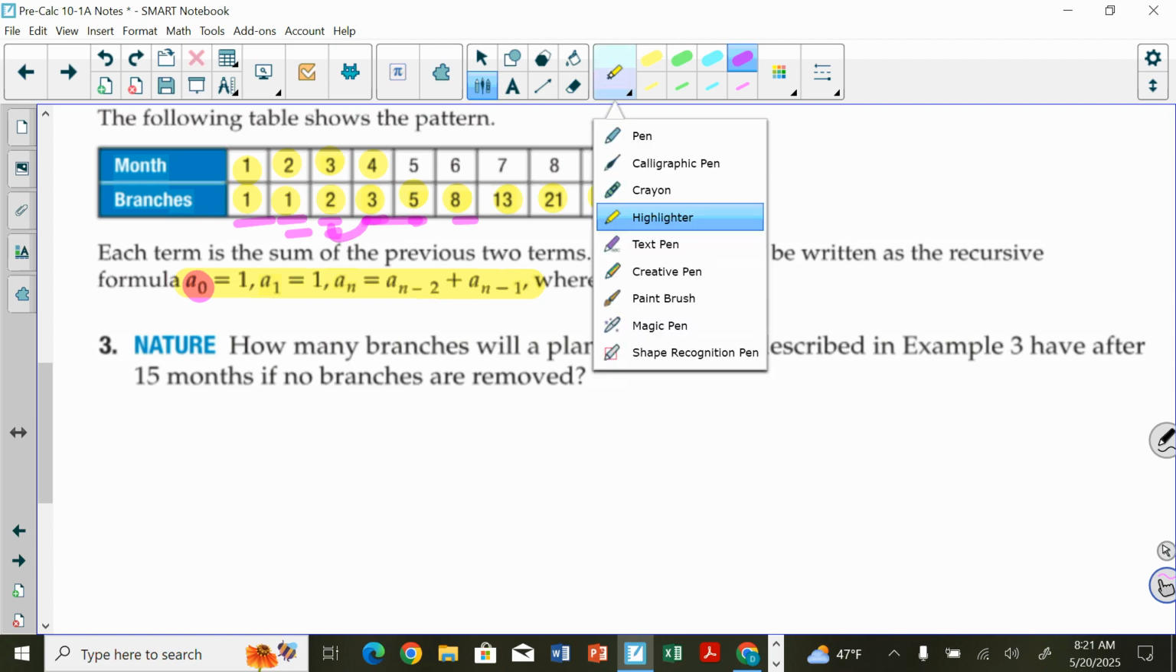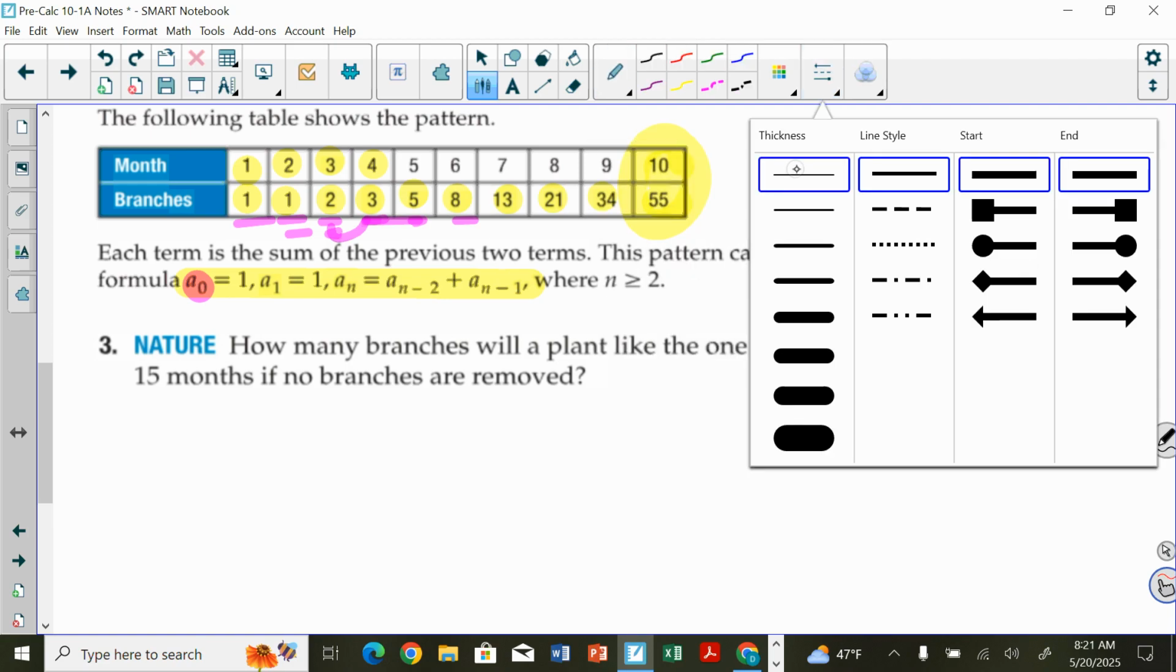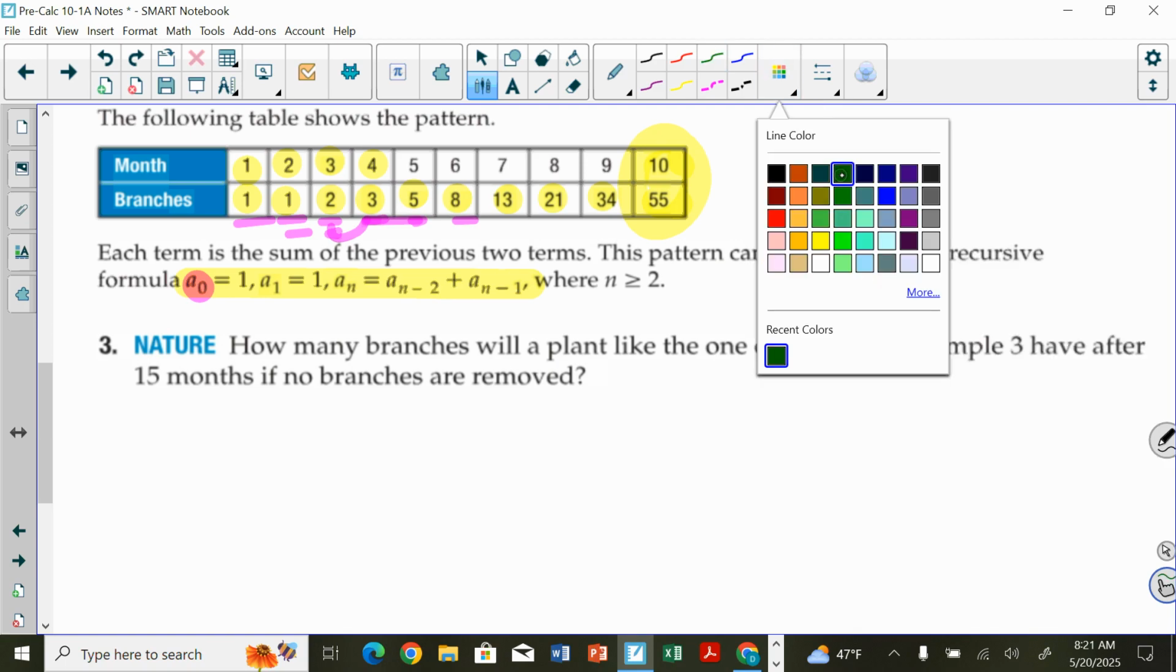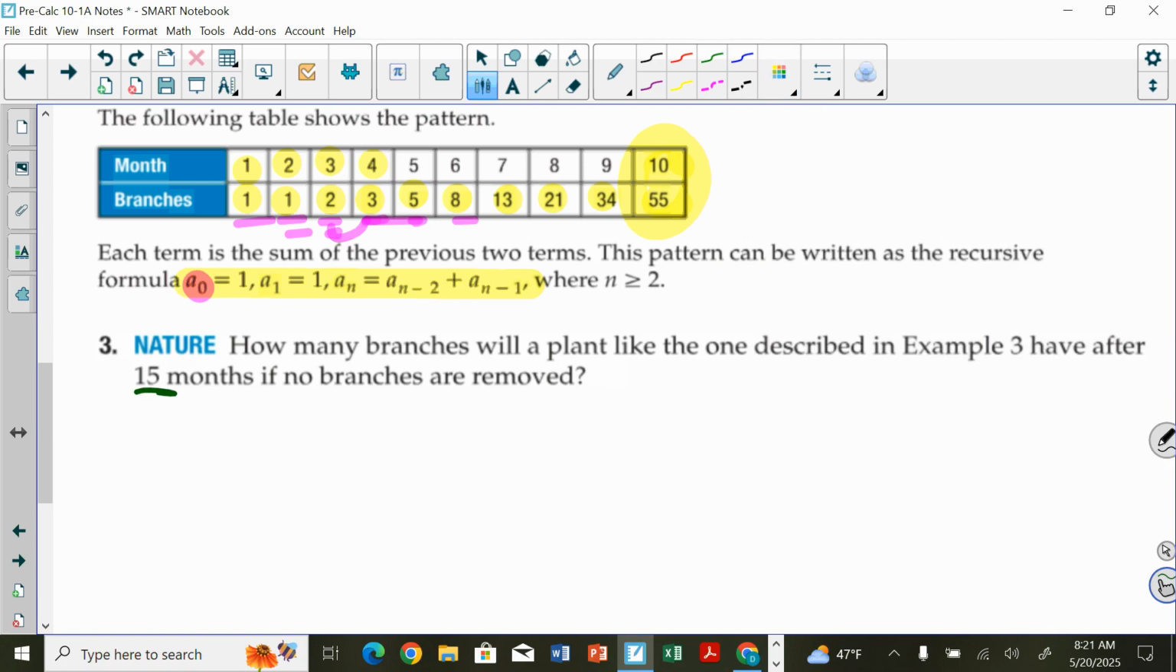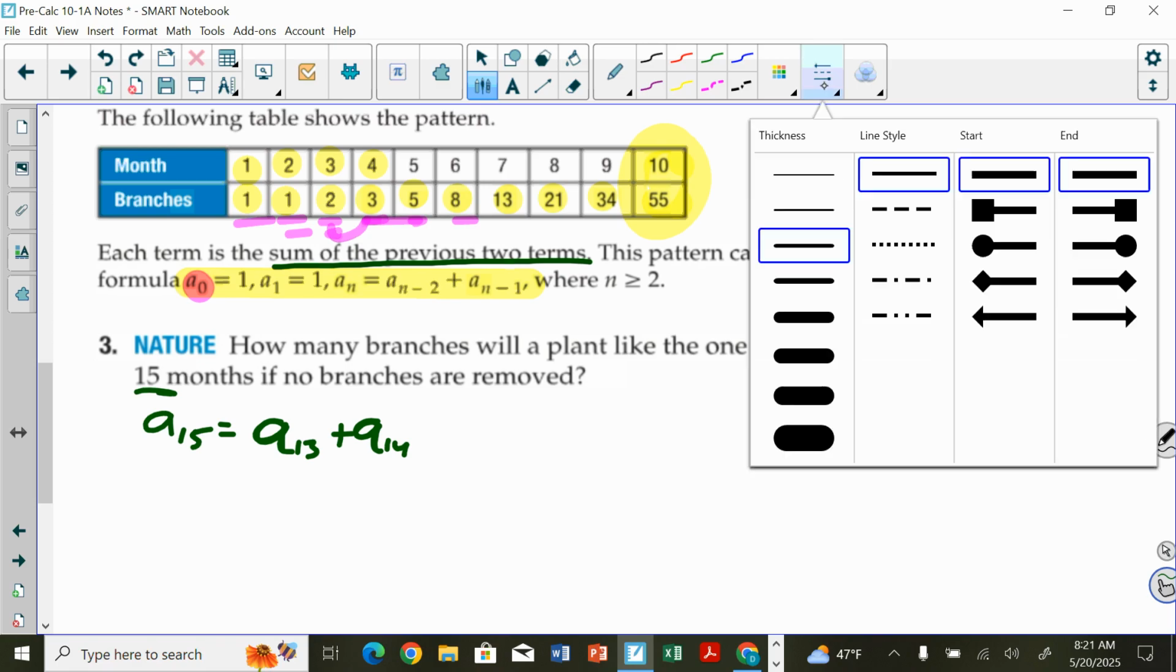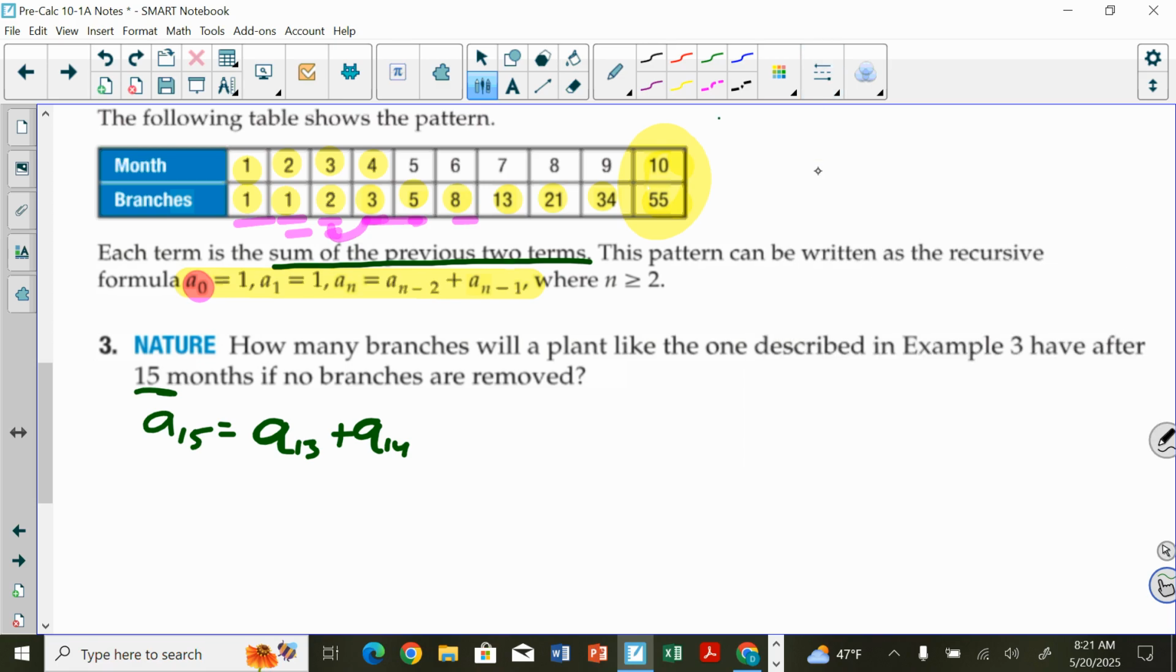So if you think about 15 months now, let's use green since we're talking about plants. So after 15 months here, what will happen? If I use this same idea, basically what I want is A sub 15. Since it's the sum of the previous two terms, I need a 13 plus a 14, okay? Those are what I really need, but I don't have those yet. So I can figure those out by finding some of them.